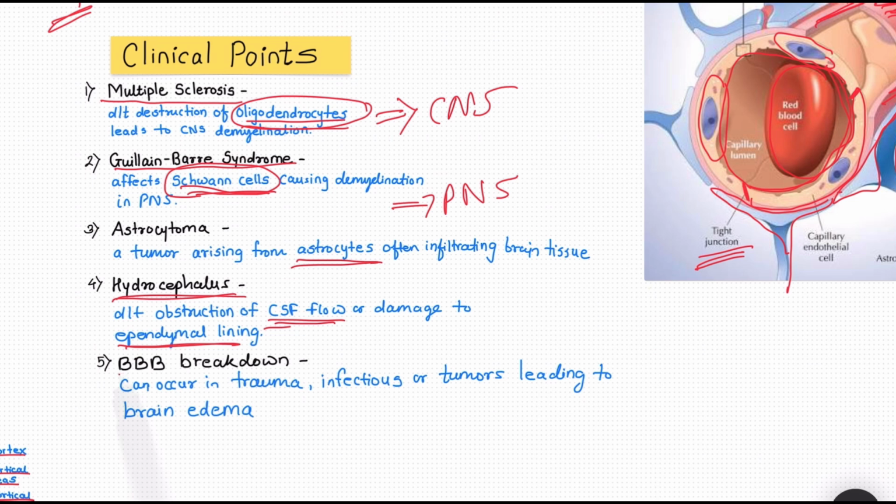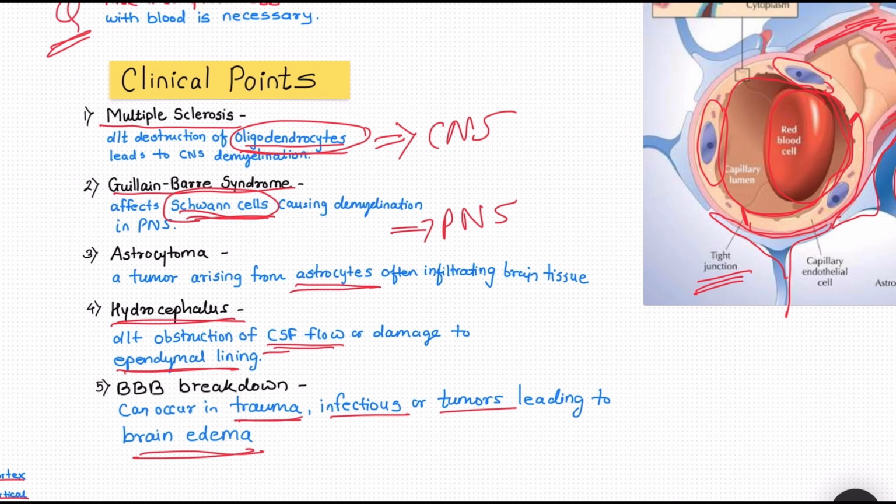If there is a breakdown of the blood-brain barrier, what will happen? Toxins and so on from the circulation can easily enter into the brain. It also occurs in trauma, infections or tumors, leading to brain edema. इसके वजह से क्या हो जाता है? Brain edema हो जाएगा. This was our clinically oriented topic regarding nervous tissue, and I hope you will like it.